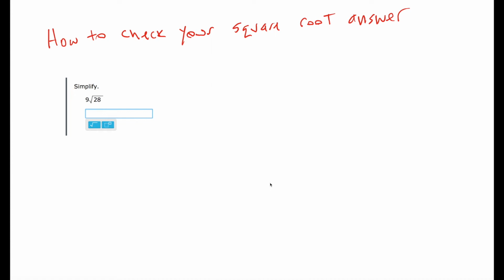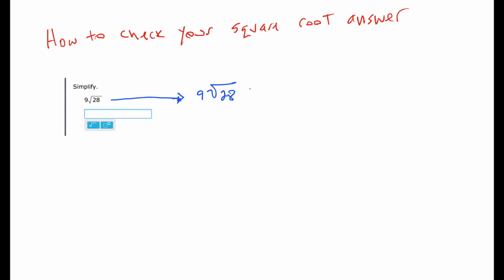All right, so check these guys. What you want to do is just punch this in the calculator, just like you see it. So go 9 root 28 and get your decimal number. So 9 and then square root, which is right above the x squared, and then 28.